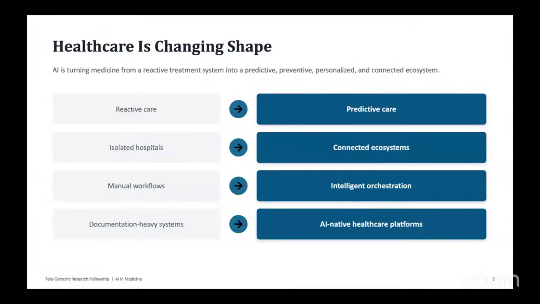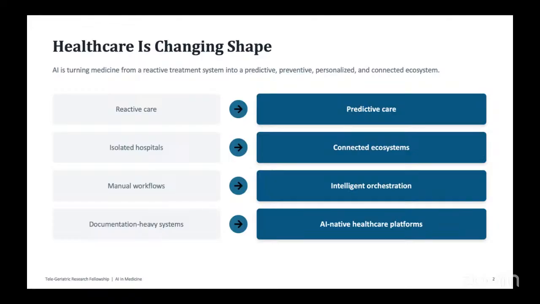So healthcare has a tradition of being reactive. You get sick, you come in, we treat you. AI is pushing it toward prediction and prevention, which connects isolated hospitals into a shared ecosystem, replacing manual workflows with intelligent systems, and easing the documentation load that eats up so much of our day.